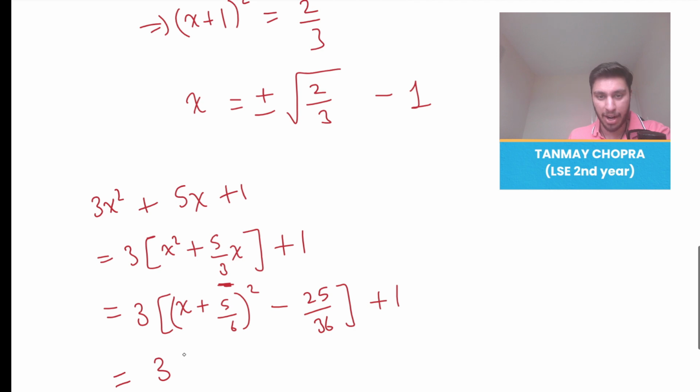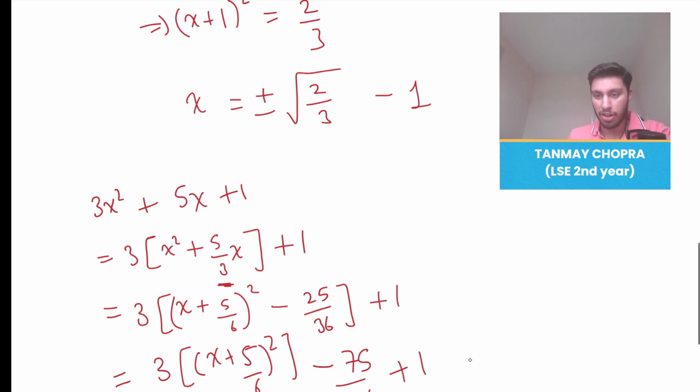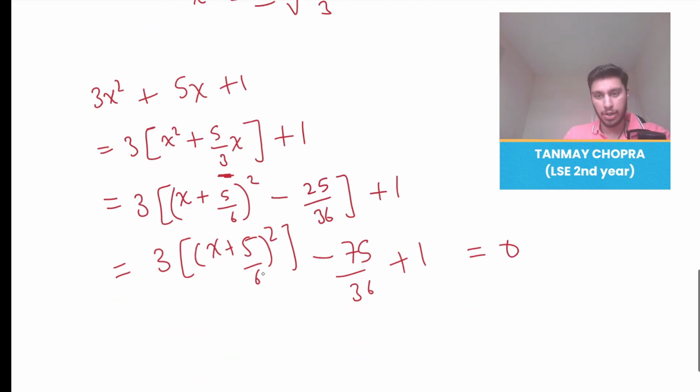Now I expand the brackets: 3 times (x plus 5 over 6) squared. That would be my first term, and then I have 3 times negative 25 over 36, so that's negative 75 over 36, plus 1. You set it equal to 0, you make x the subject, and it's easy from there. You'll get the two solutions. So that's literally what completing the square is.